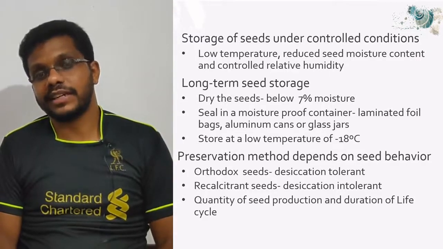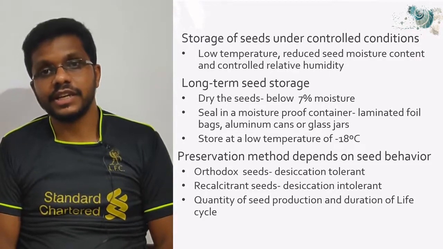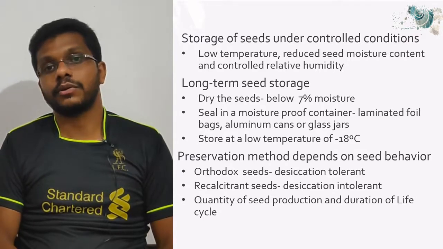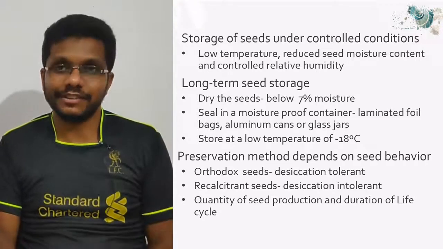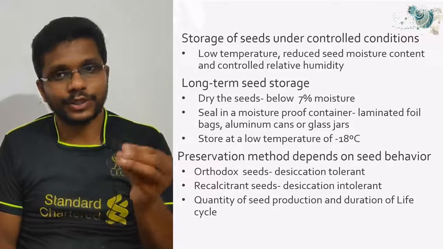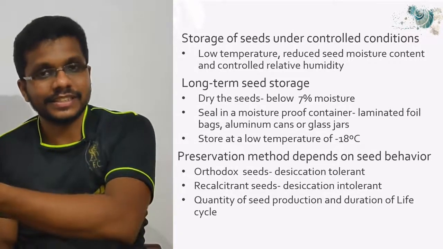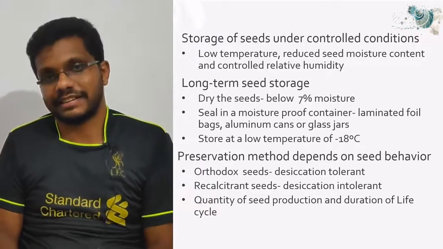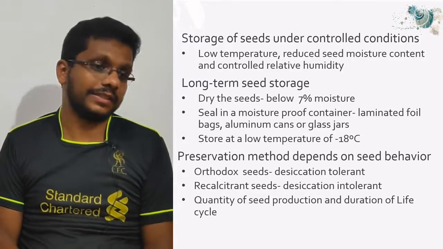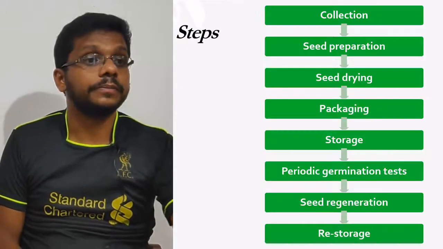If you want a regeneration after every 5 years, if you are storing a plant with a life cycle of 100 years, it will be very difficult. After 5 years, you need to germinate the plant and wait for another 20 years to get the seeds. Then only you will be able to regenerate, restore. So that's impractical in most of the cases.